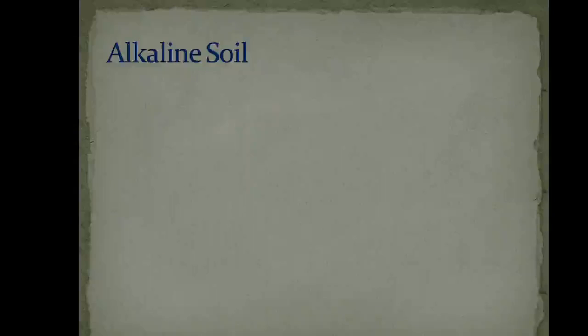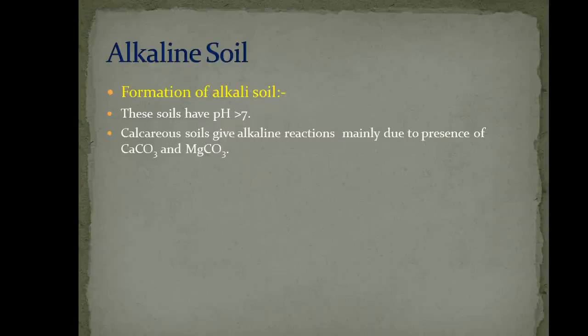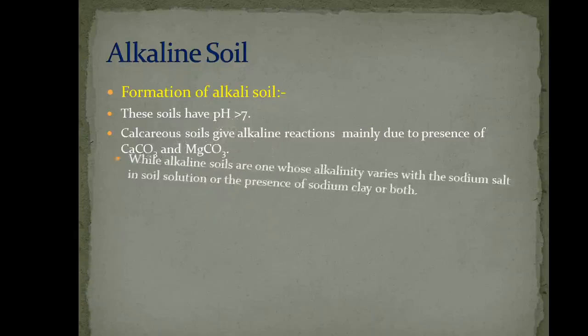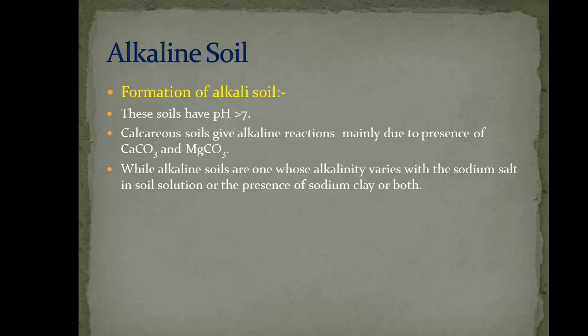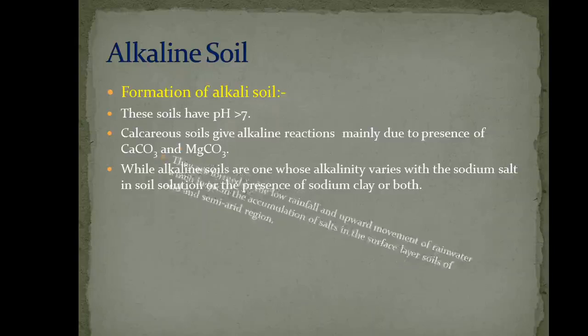In alkaline soil, formation of alkali soil. These soils have pH greater than 7. The calcareous soil gives an alkaline reaction mainly due to the presence of CaCO3 and MgCO3, while alkaline soils are those whose alkalinity varies with the sodium salt in the soil solution, or the presence of sodium clay, or both.